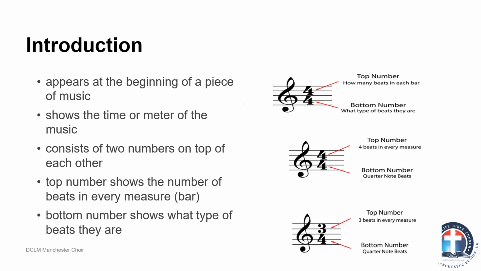If you look at the time of 3/4, again the number at the top signifies the quantity, 3 beats in every bar. But what type of beat should there be? It should be the quarter note beat or a crotchet beat in a bar.